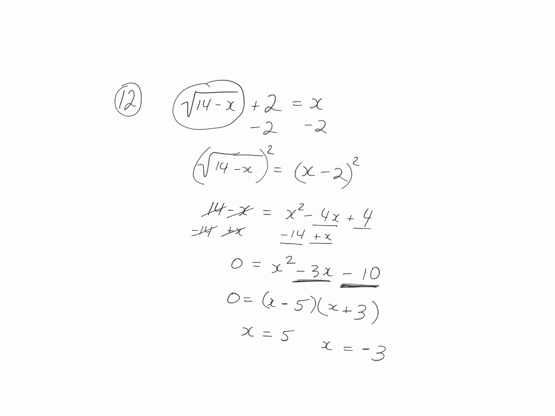And we have to check those answers to see if they work. If we put 5 in, we get the square root of 9, which is 3, plus 2, and that does equal 5. If we put in negative 3, we have the square root of 14 minus negative 3, and that gives us the square root of 17, so that won't work.